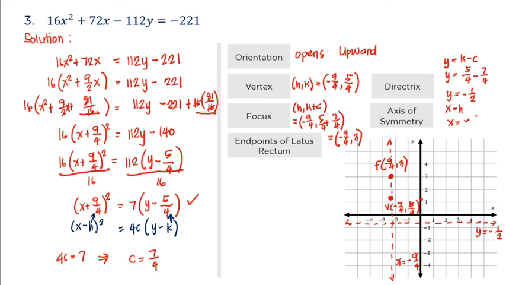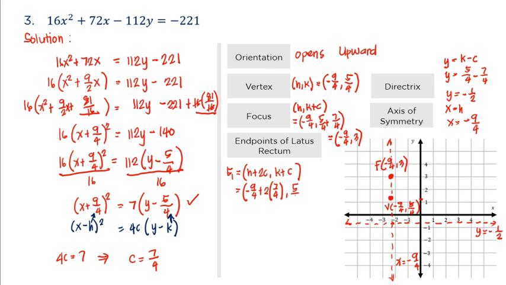For the endpoints of the latus rectum, since it opens upward, the endpoints of the latus rectum are on the left and right sides. So we will add 2c there. So we will add 2 times 7 over 4. So from that, we have E sub 1. Since it is on the left and right side, we add to the x-coordinate of the focus. So we add 2c or subtract 2c. That is negative 9 over 4, our h here. So h plus 2c, right? Then the y coordinate stays the same, so you have k plus c. So we have now negative 9 over 4 plus 2 times 7 over 4, and k is 5 over 4 plus 7 over 4.